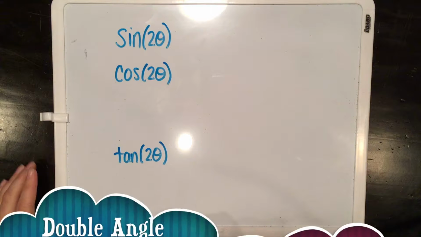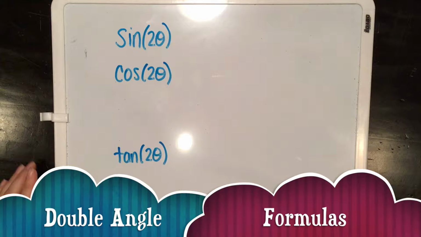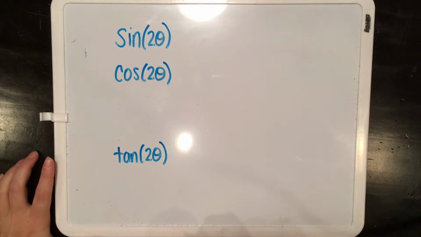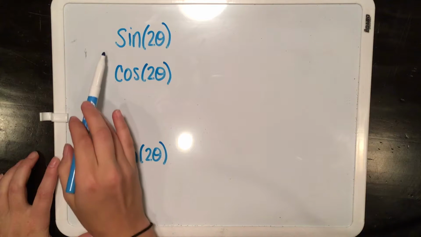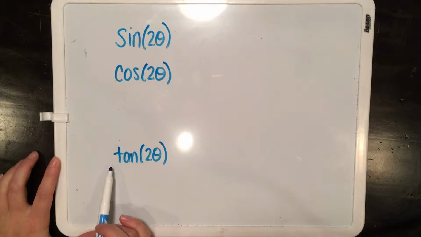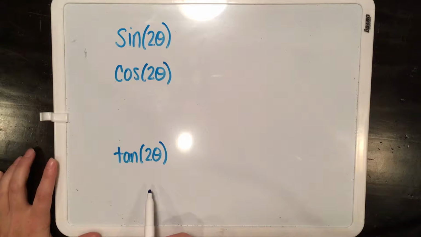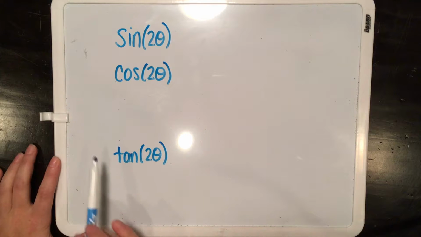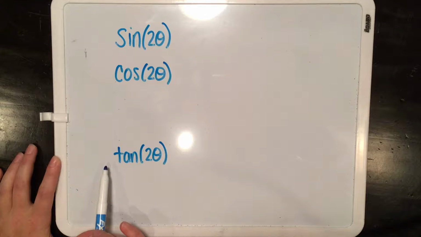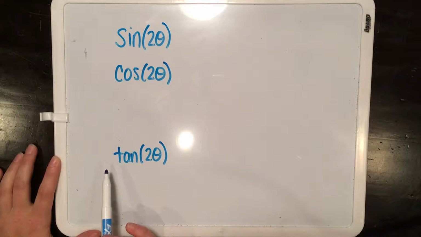Today, we will be covering the double angle formula. We're learning sine, cosine, and tangent of 2 times some angle theta. Each of these identities has its own formula associated with it.